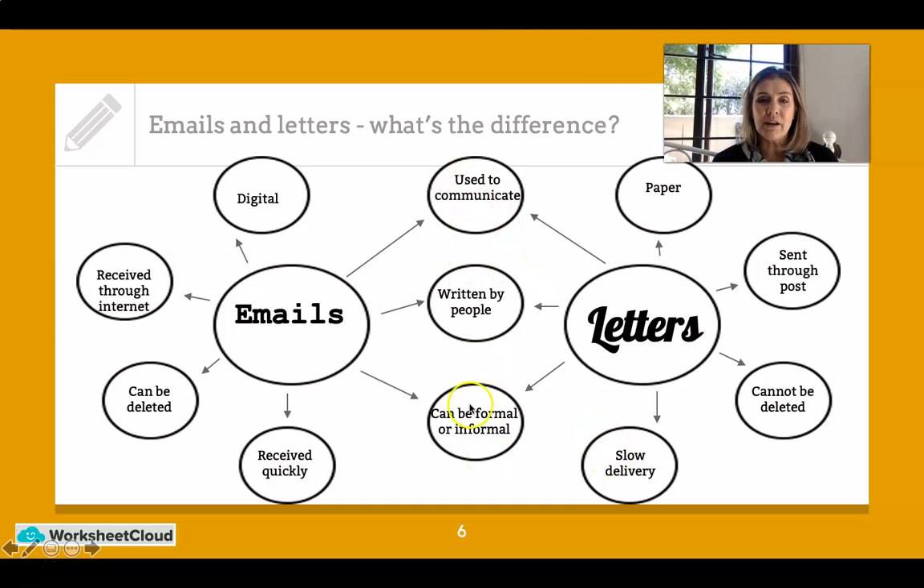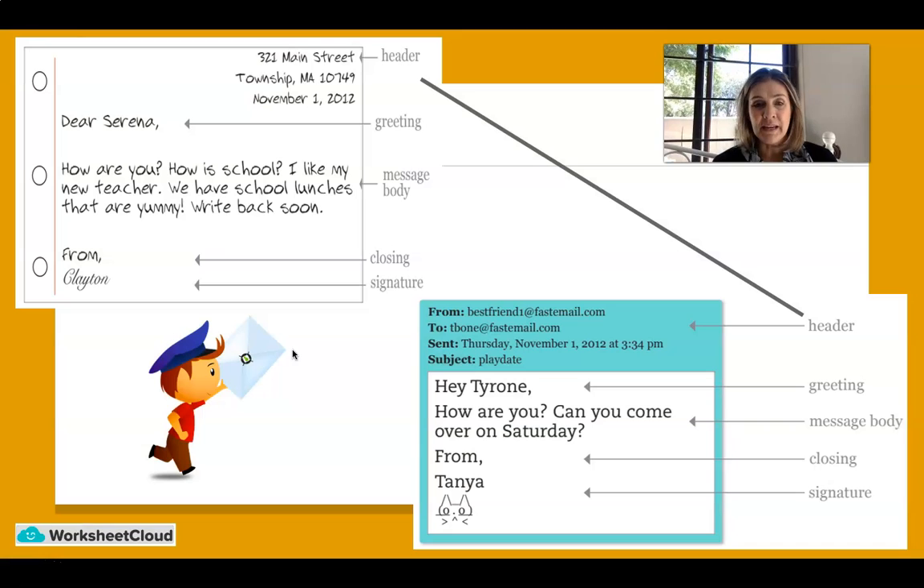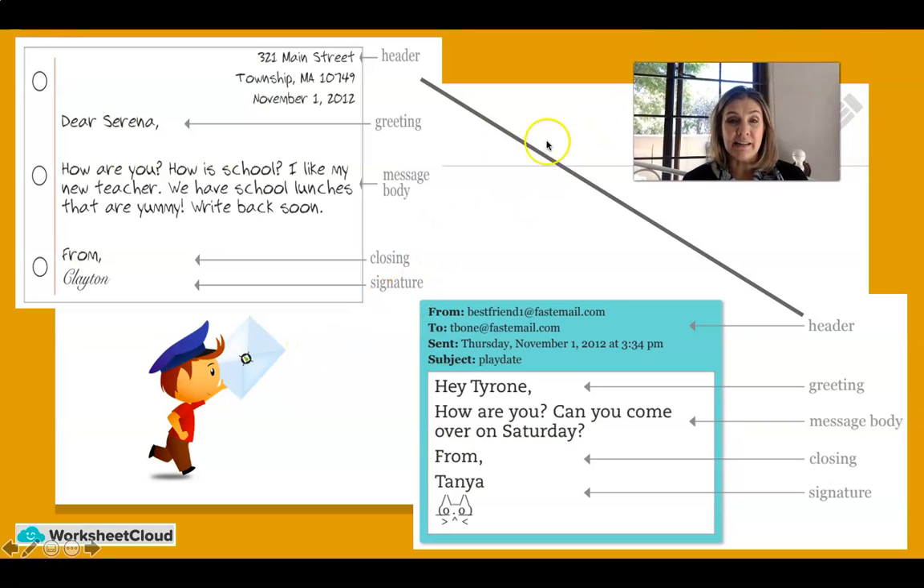And then in what ways are they the same if we compare them? You can communicate with emails or letters. They're both used to communicate. They're both written by people, and they can be formal or informal. So just like a letter can be a formal letter to a company like the Coca-Cola company, you can also write a letter to a friend. In the same way, you can write an email to your teacher, but you can also write an email to your friend. Okay, so let's take a look at ways in which they are slightly different.